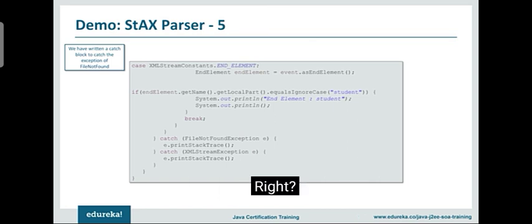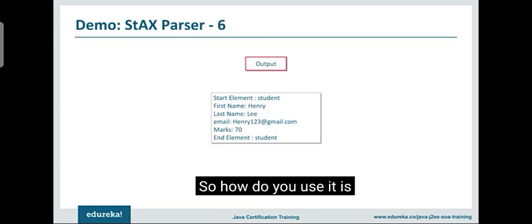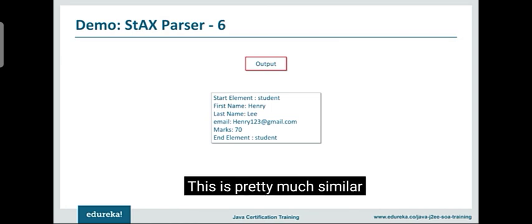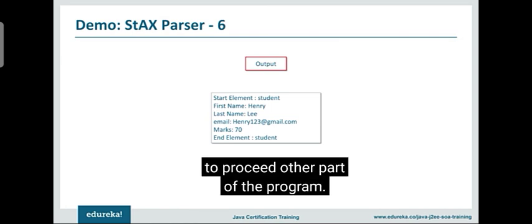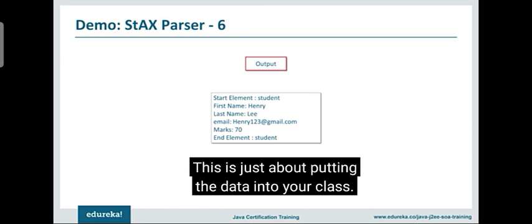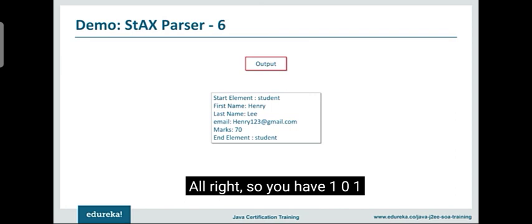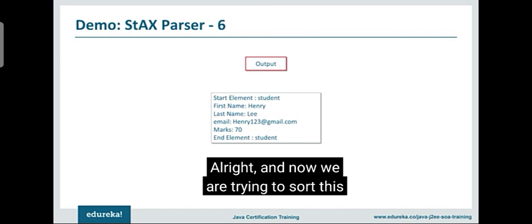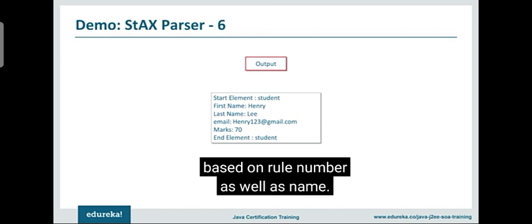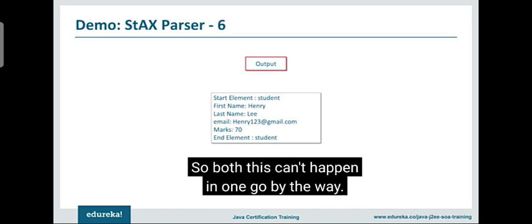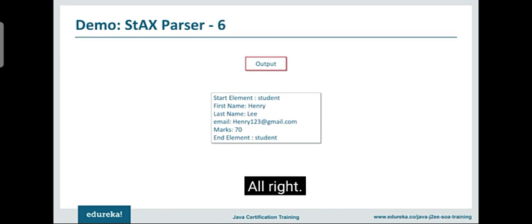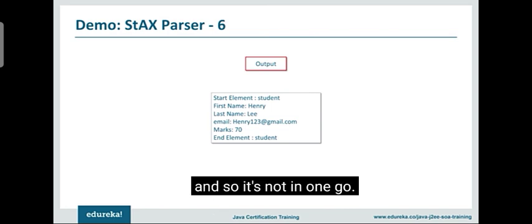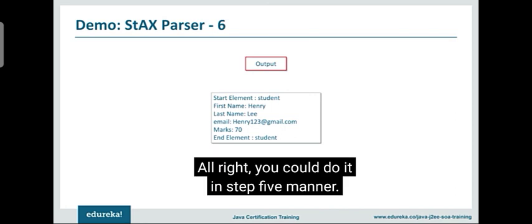This is not sorting it yet. How you use it is with Collections.sort. This is pretty much similar to the other part of the program, which is just about putting the data into your class. So you have 101 put in as Vijay, 106 as Ajay, 105 as Jay. And now we are trying to sort this based on roll number as well as name. Both of these can't happen in one go, by the way. You could do it in a stepwise manner.